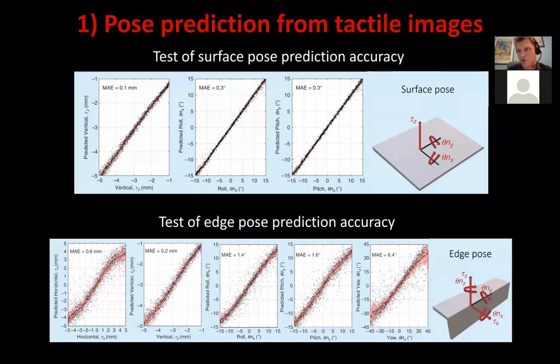That works very well once these subtleties are catered for. You can see here the ground truth against predictions; they're close to the line of equality, particularly for the surface. There are small errors of about a fraction of 0.1 of a millimeter and a fraction of a degree. For the edge, pose prediction accuracy is maybe not quite so accurate, but still good. We're talking about sub-millimeter and degree level accuracy.